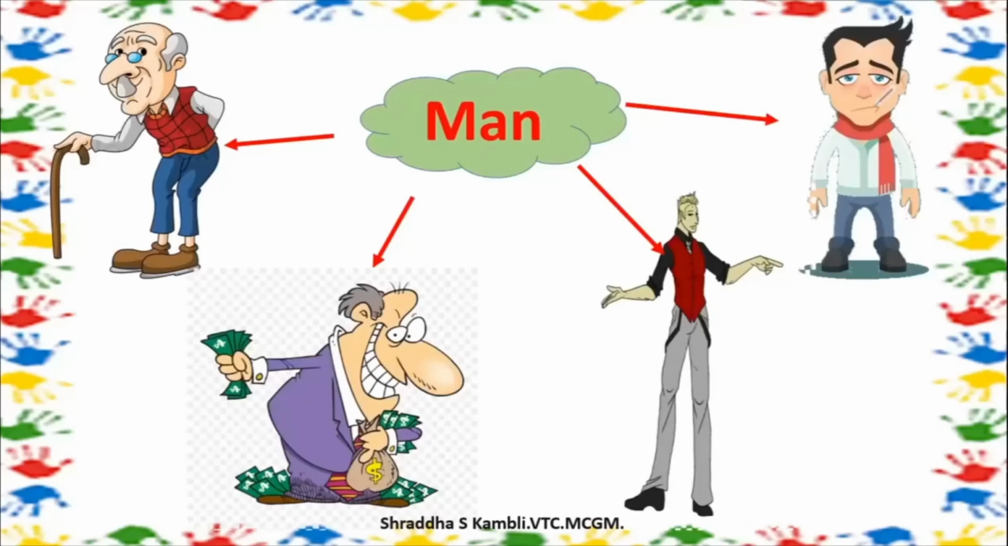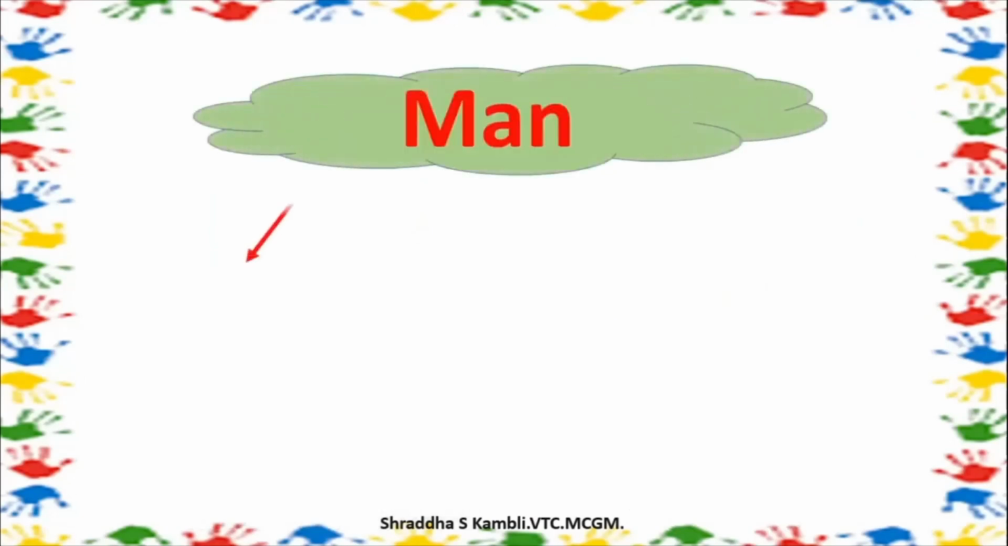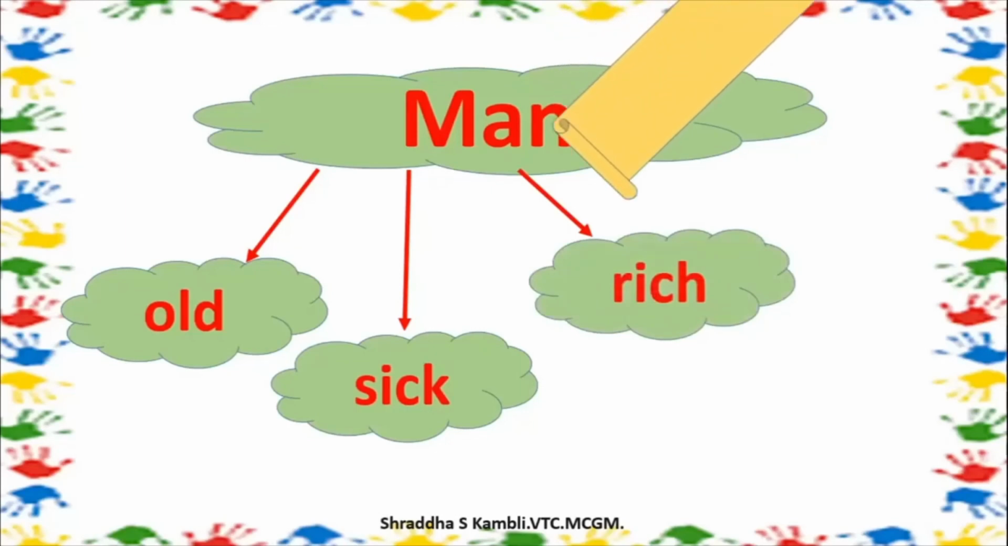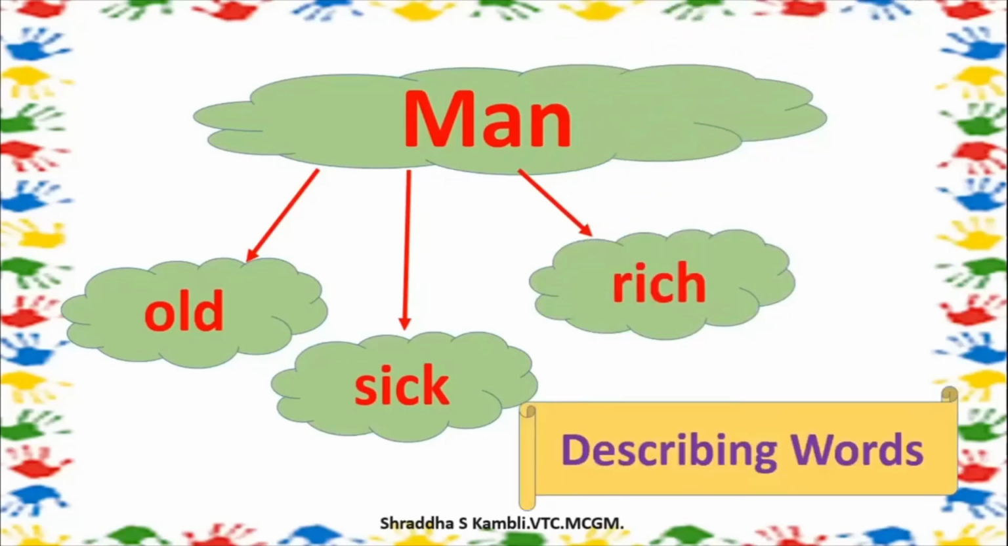Alright, once again let's look back at this picture. So there are many words that you can use to describe this one person or one thing, that is man. And which are the words that we used here? We used the words old, sick, and rich. So these words are called what? They're called as the describing words. So we have just introduced the point of describing words. The next lesson, if you see, children, it is all about describing words. So that will be when we do the next video.